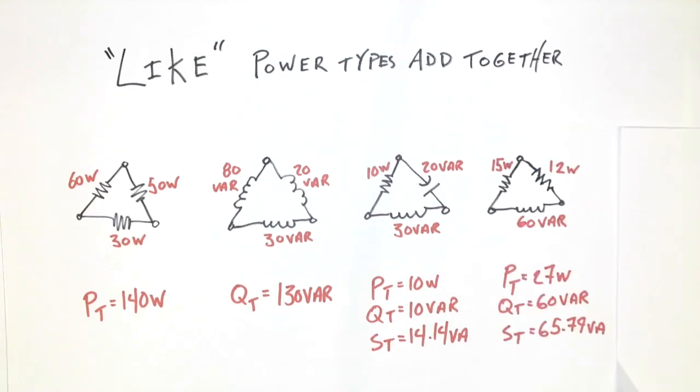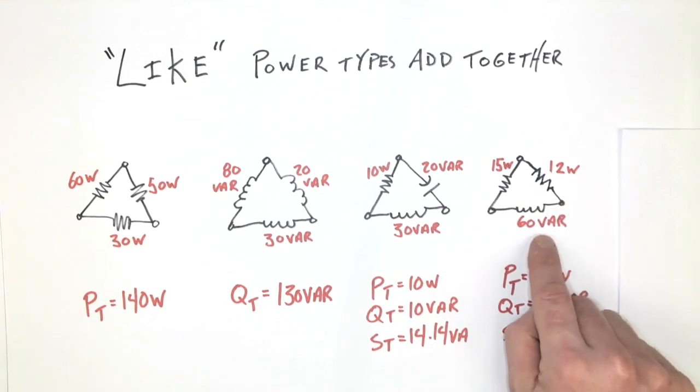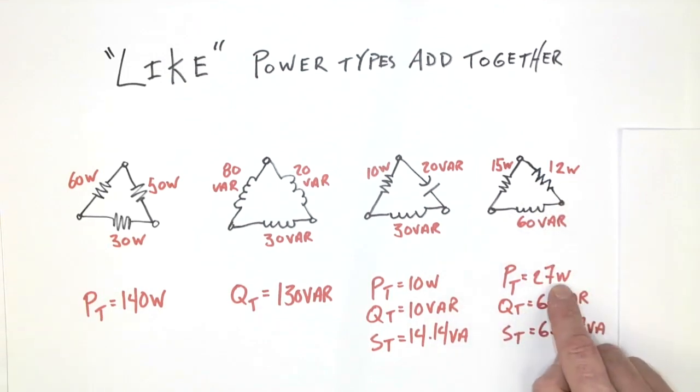And finally, again, another unbalanced with two resistors and an inductor, P total 27 watts, 60 VAR, and Pythagoras with power triangle determines 65.79 VA. So let's take a look at a few installations with the full process of how we go through determining all of the different values within the circuit.